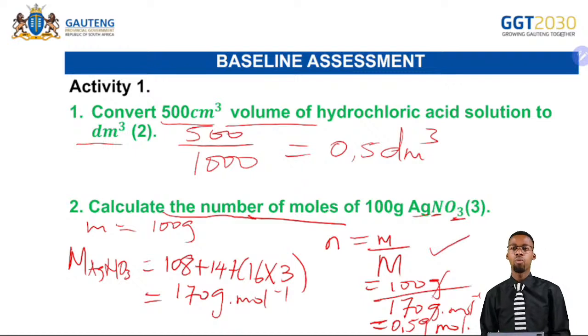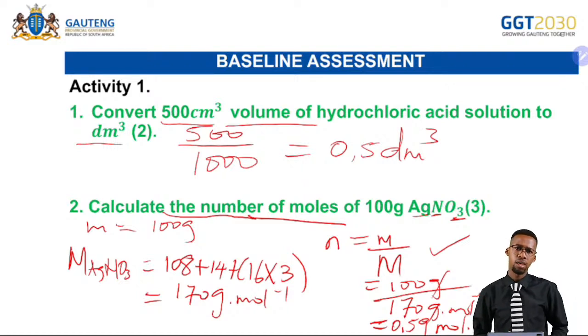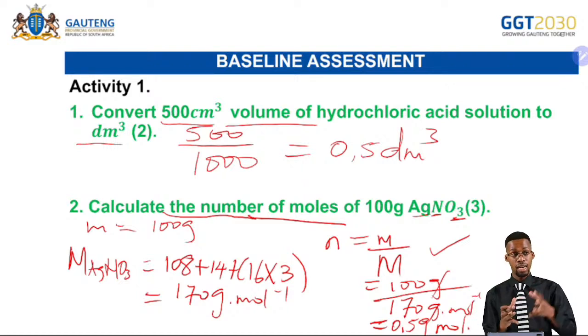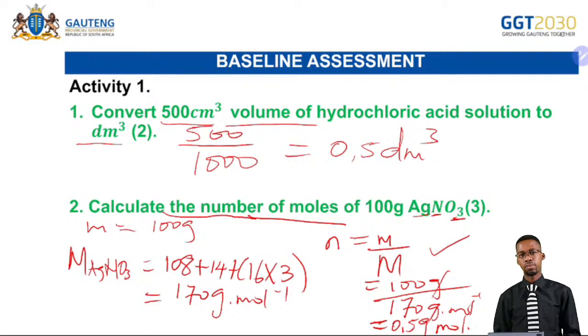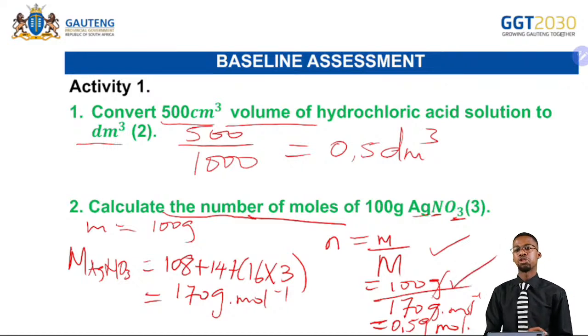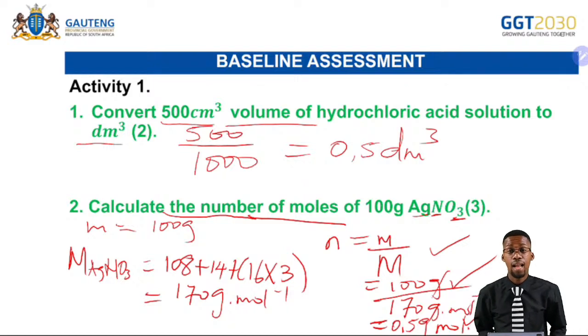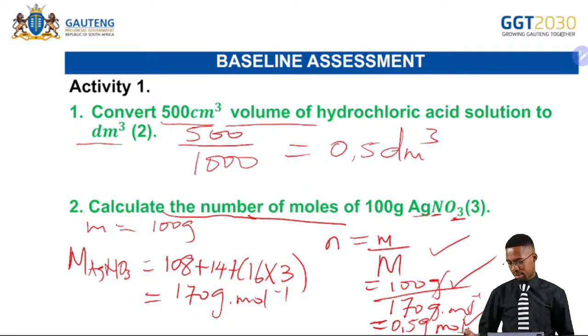It's 1 mark for the formula. But you only get this 1 mark provided that you have substituted. So you don't just write the formula and expect to get a mark. Write the formula and substitute. You get 1 mark for the formula. Then the second mark will come from the correct substitution. Then 1 mark for the answer. So you can see that the final answer only carries 1 mark.